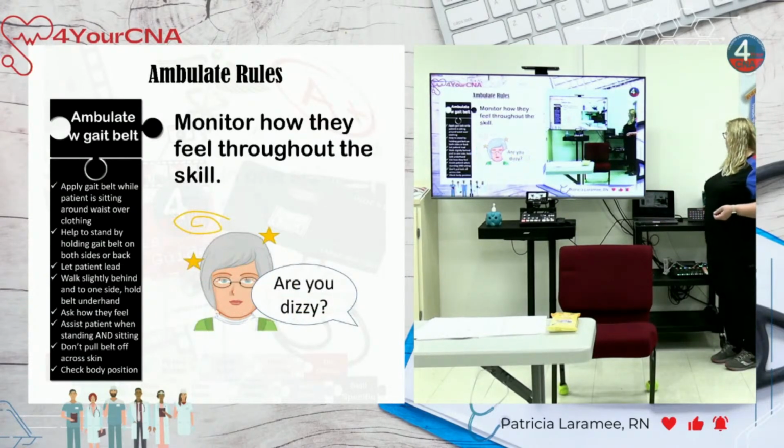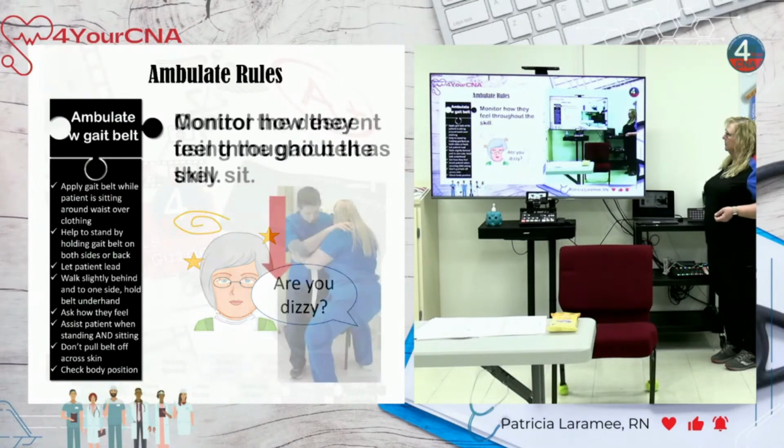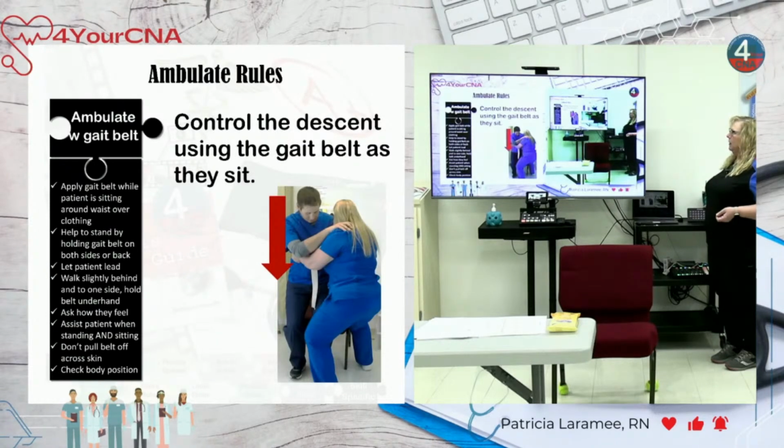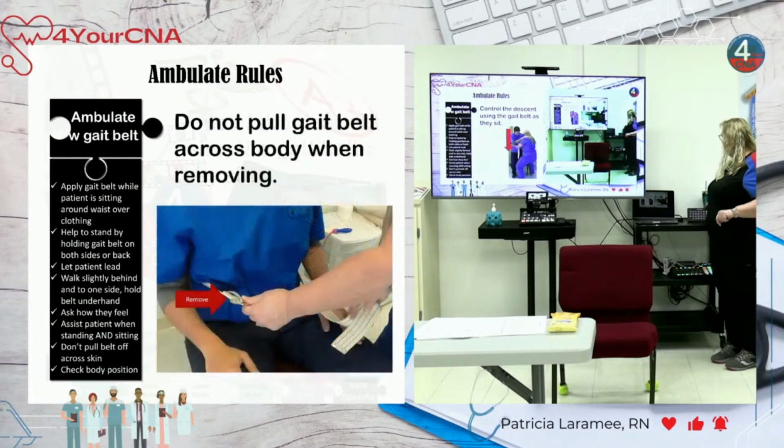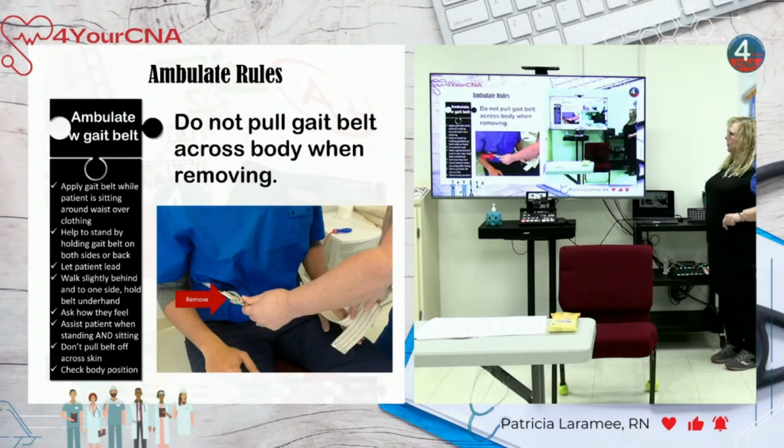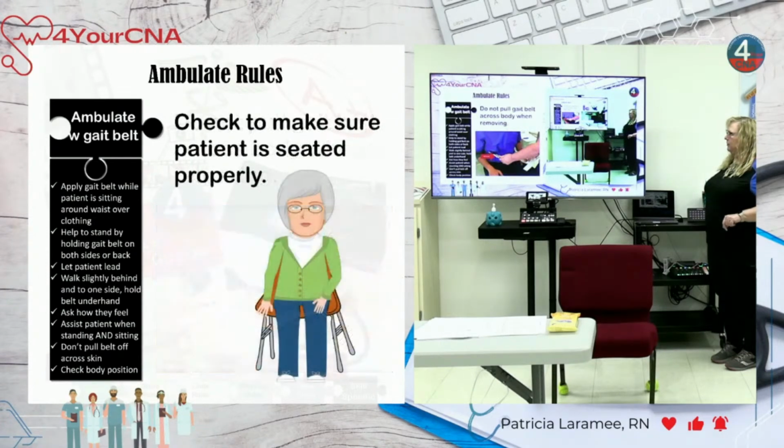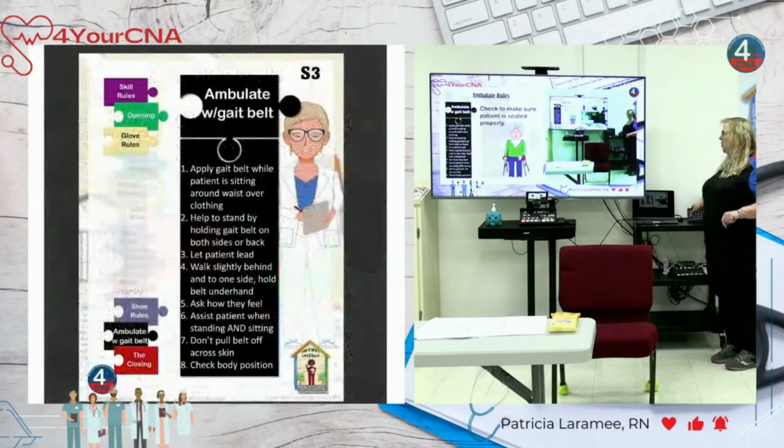We want to monitor how they feel throughout the skill. Ask, how do you feel? We'll use the gait belt to control the descent. So we're going to sit them the same way we stood them, same stance. You can see how my feet are positioned in front and to the side. And we don't want to pull the gait belt across the body when we remove it. We want to make sure at the end the patient is seated properly.